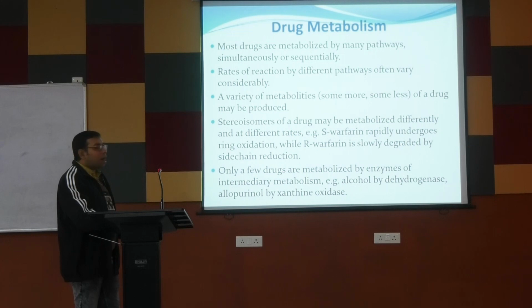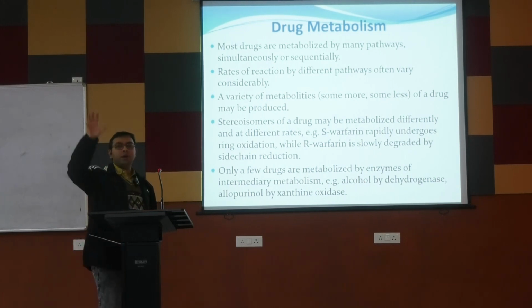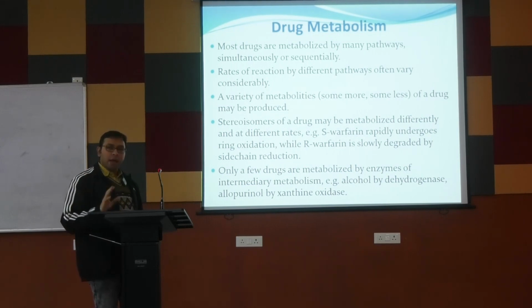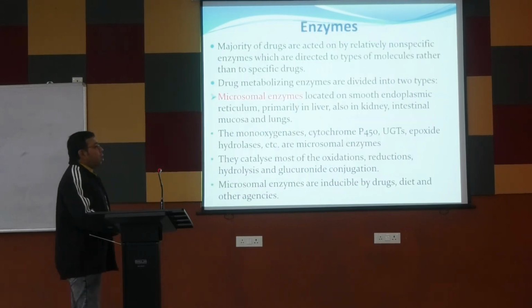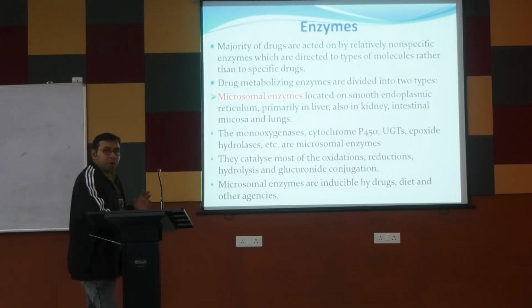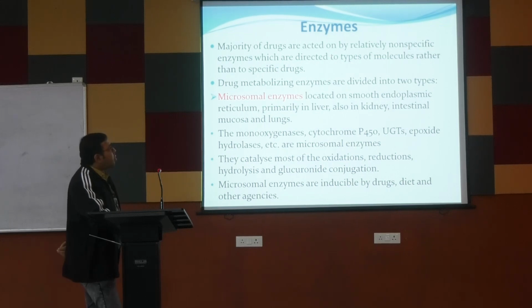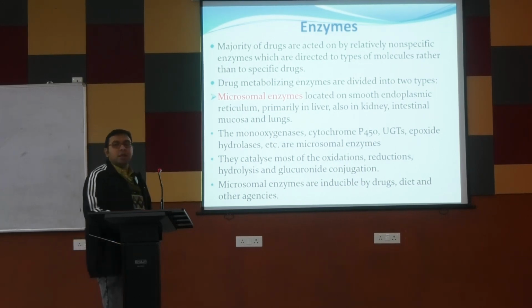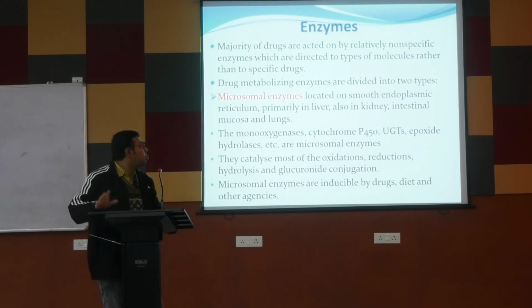Only a few drugs are metabolized by enzymes of intermediary metabolism. Some drugs are there, like alcohol by dehydrogenase, allopurinol by xanthine oxidase. There may be different steps of metabolism for some drugs. So these are the enzymes. There are different enzymes we have already read about. So ultimately we are classifying these enzymes now. The majority of the drugs are acted on by relatively non-specific enzymes which are directed to types of molecules rather than to specific drugs. So this is not specific for an individual drug. The same type of enzyme can metabolize different types of drugs.